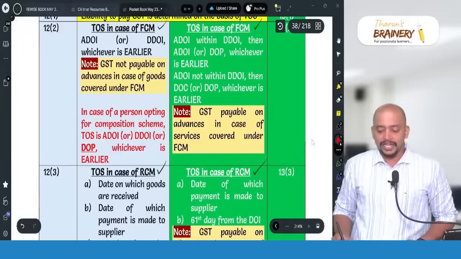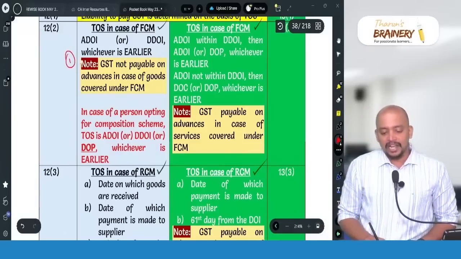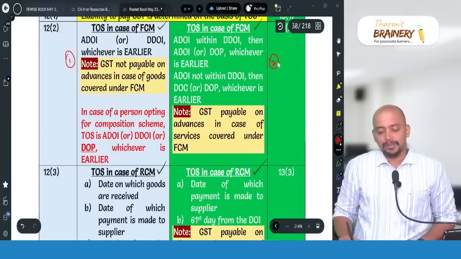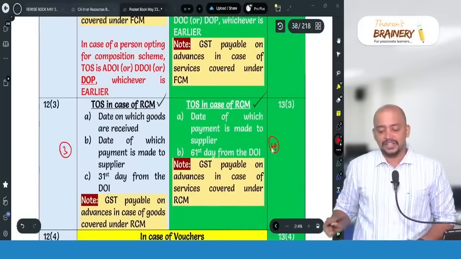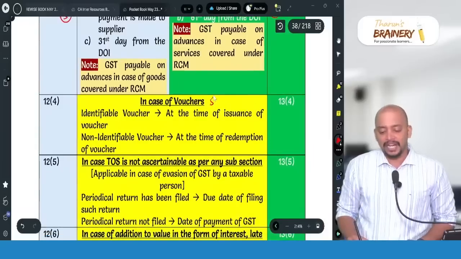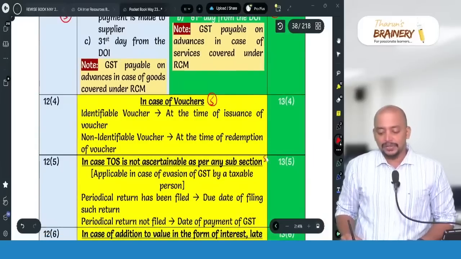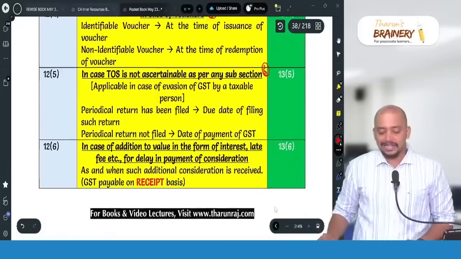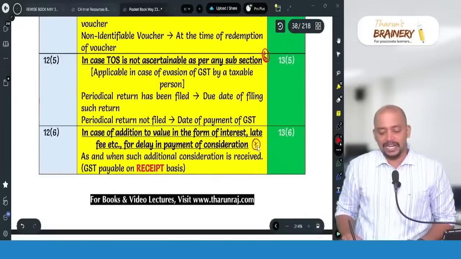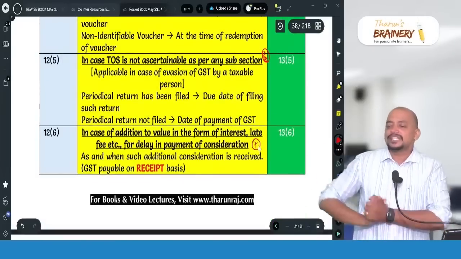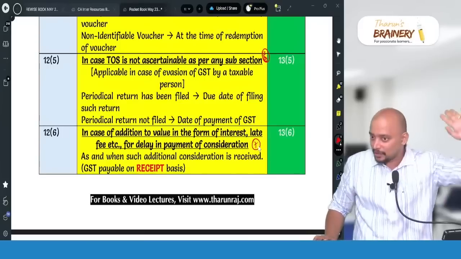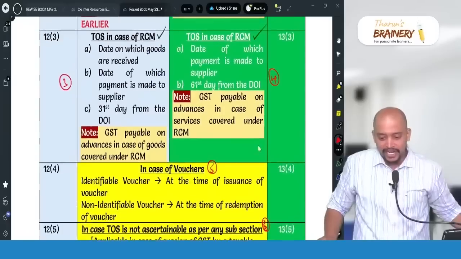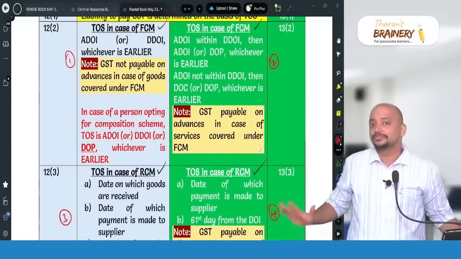How 7 points? First, time of supply in case of goods FCM, time of supply in case of service FCM, time of supply in case of goods RCM, time of supply in case of service RCM, time of supply in case of vouchers, residual cases, and then interest, late fee, penalty for delay in receipt of consideration. If we remember these 7 points, time of supply under section 12 and 13 is over. Okay. So what are those 7 points? First, time of supply in case of goods FCM.